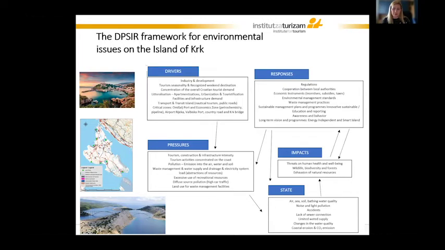In the end, some of the responses are stated here, which have been implemented. That's important out of the framework.